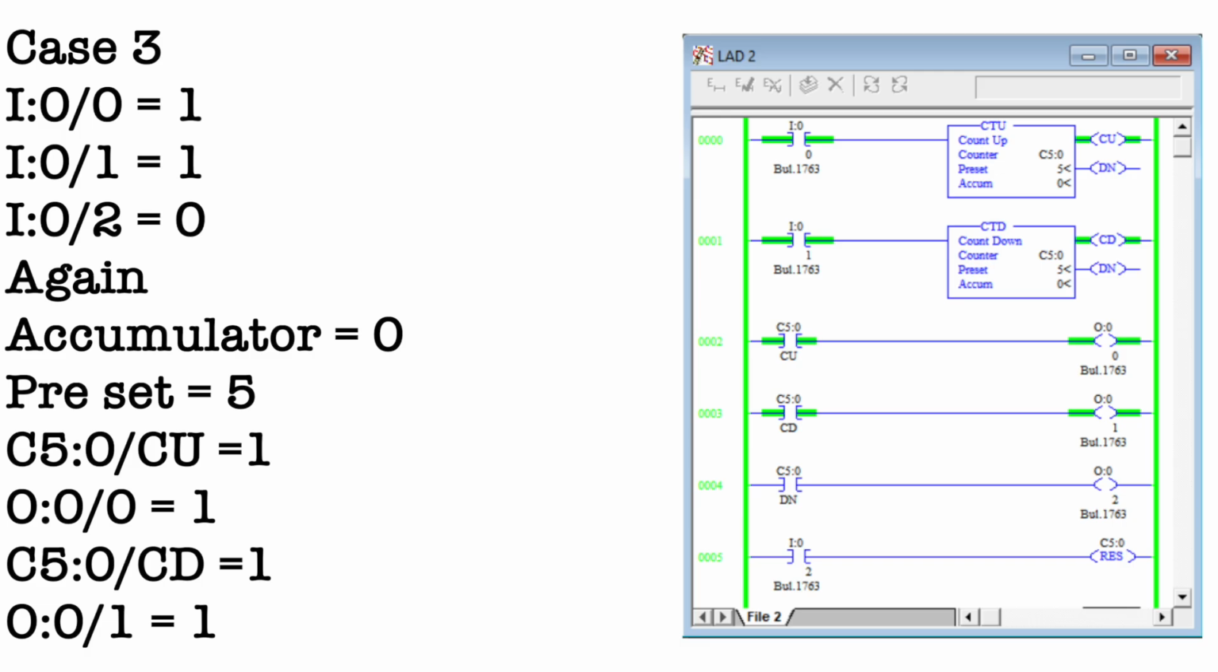That's why O:0/1 is high. But in this case, you can see my done bit is 0. That's why the output connected to the done bit is 0, right? Let's take another case.